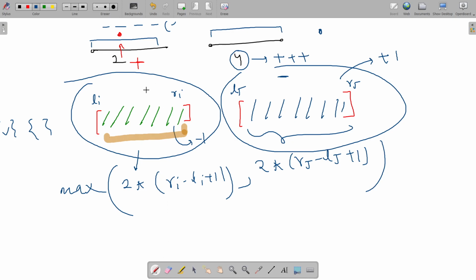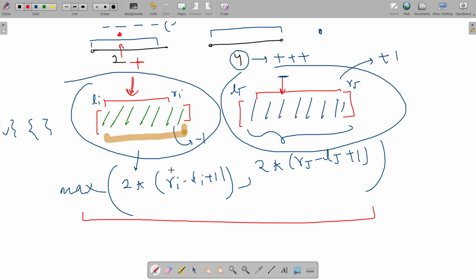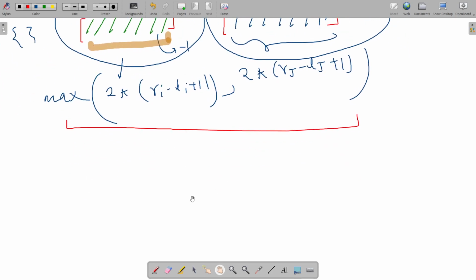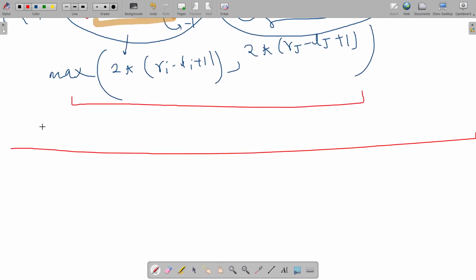You will not do something like ask a question here and also a question here, because then it's useless. If you're asking a question here, then ask all the questions from this range only. If you're asking a question here, then ask all questions from this range only. So that's why for both the cases we have sort of taken the maximum. So this is the first part of the solution, when the students have disjoint ranges.